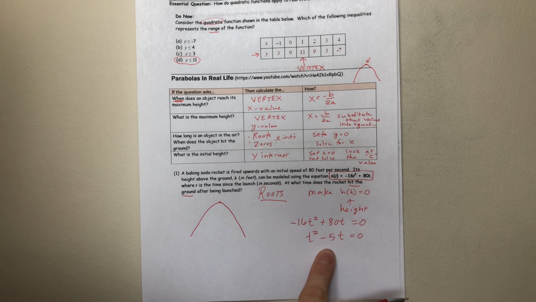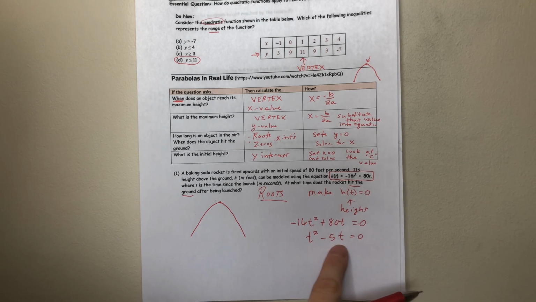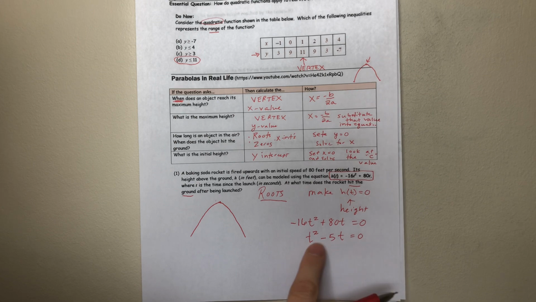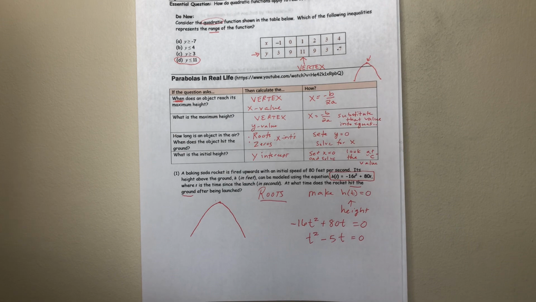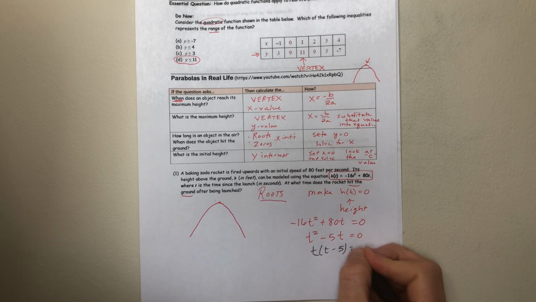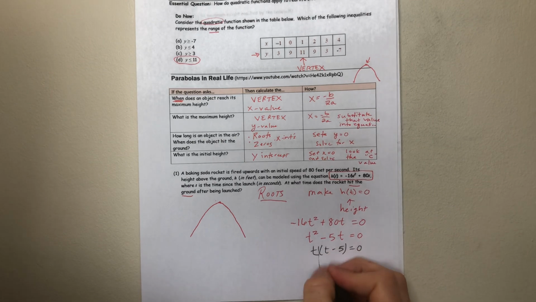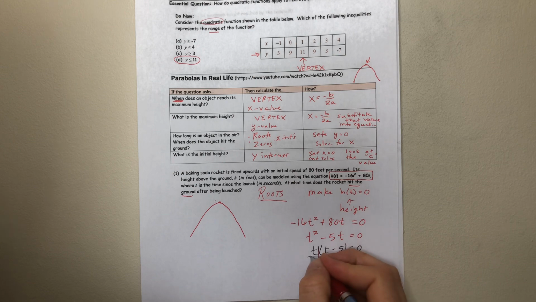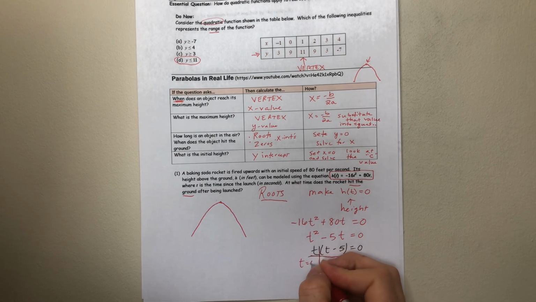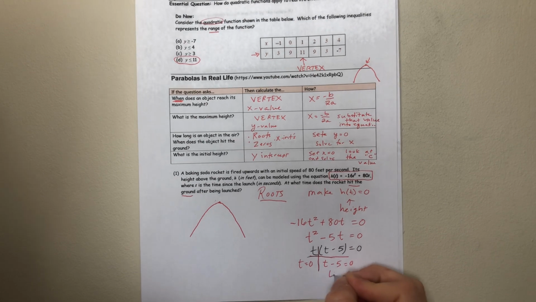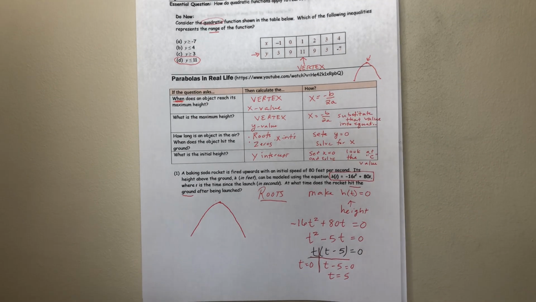How would I solve this? Well, this is not a square root method, right? We could use the quadratic formula, but this one factors really nicely. So why don't we go through and factor this? We're going to take out the GCF of t, and we are going to set each part to 0. So if I set each part to 0, I get t equals 0, and t minus 5 equals 0, which gives me t equals 5.